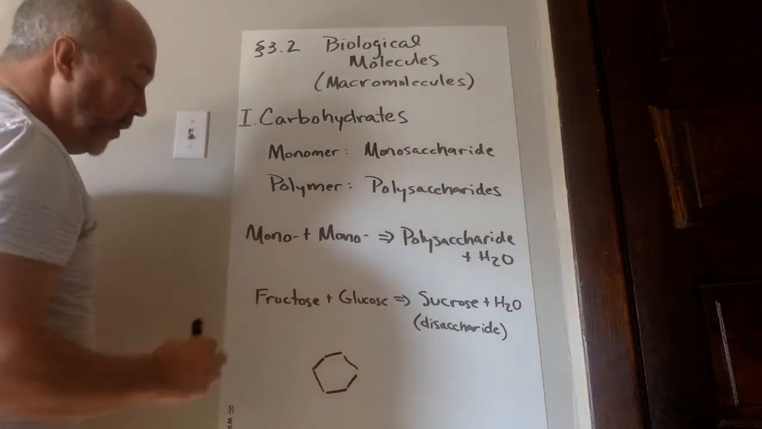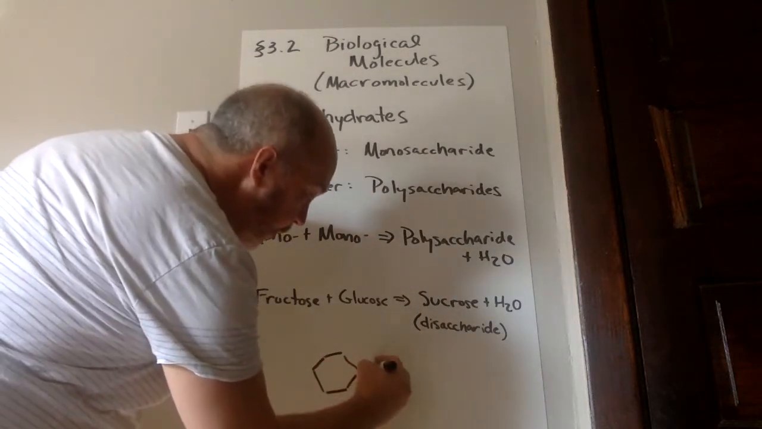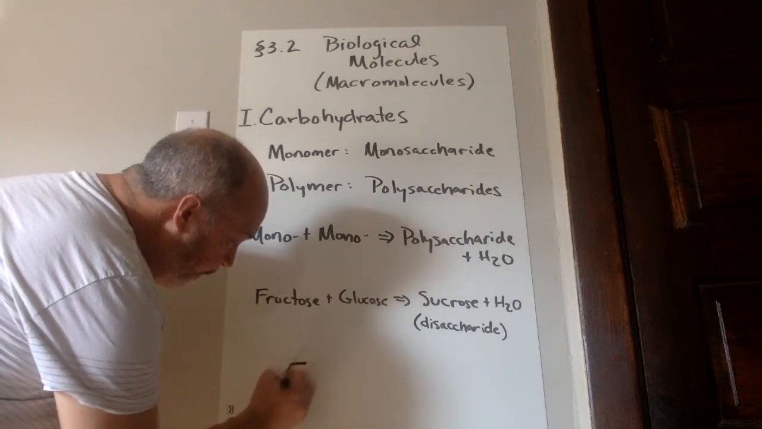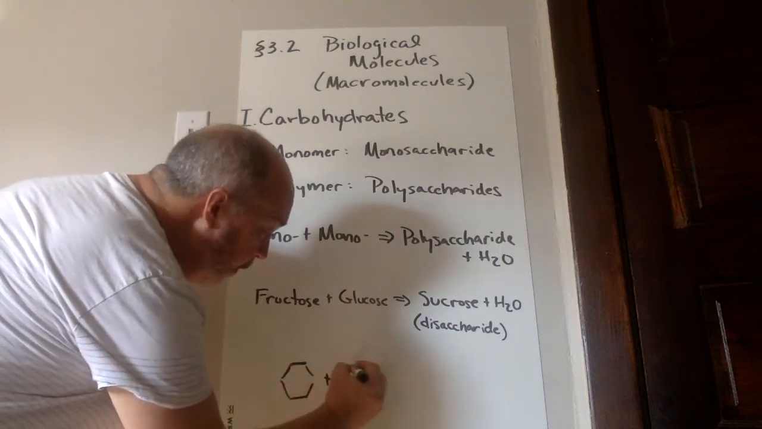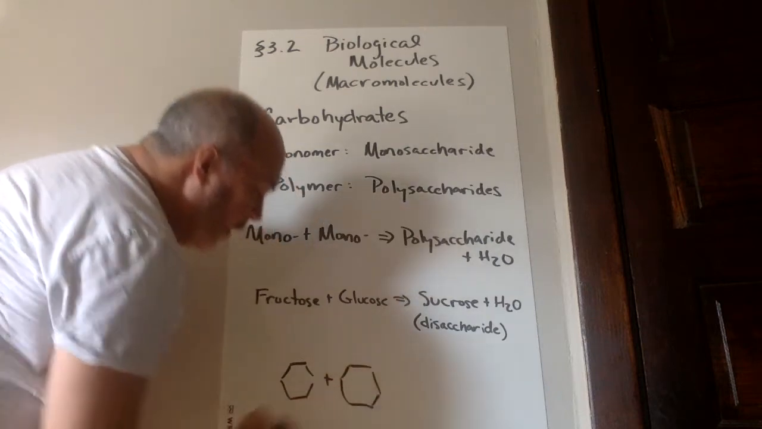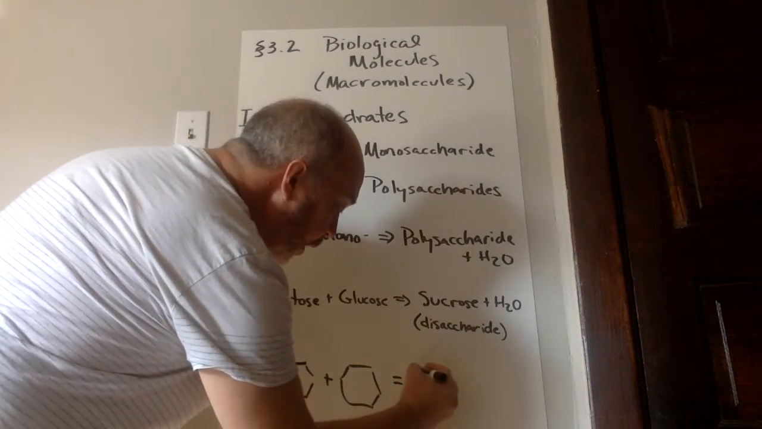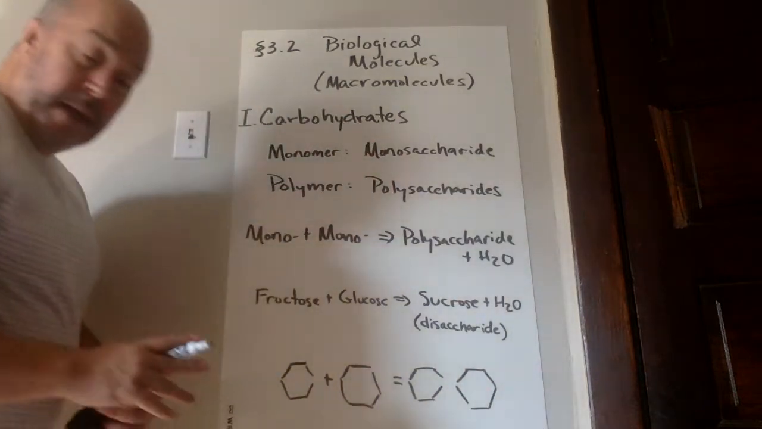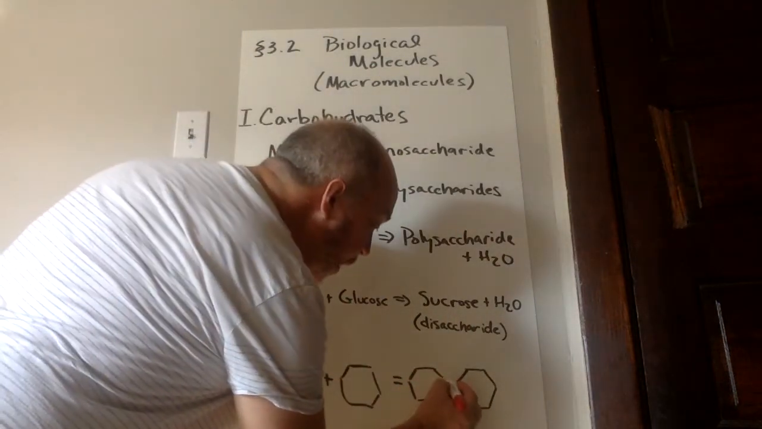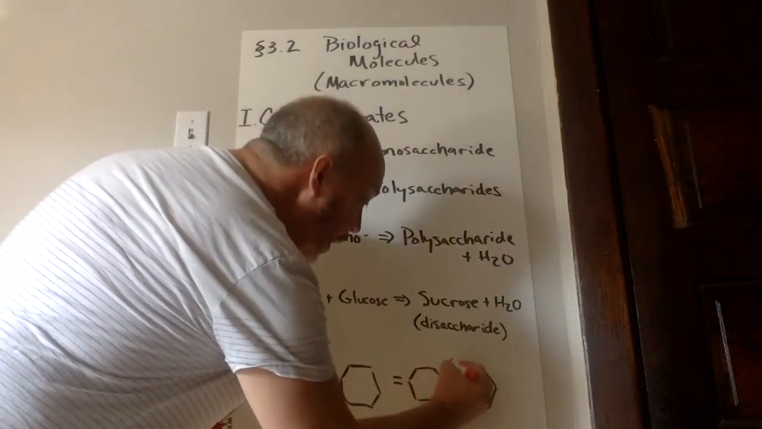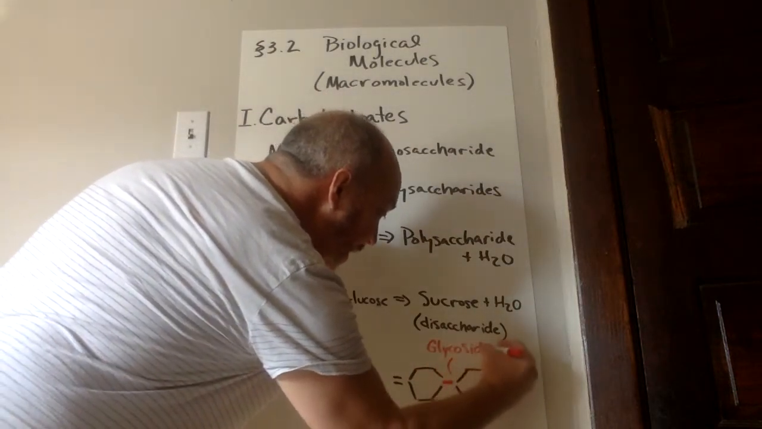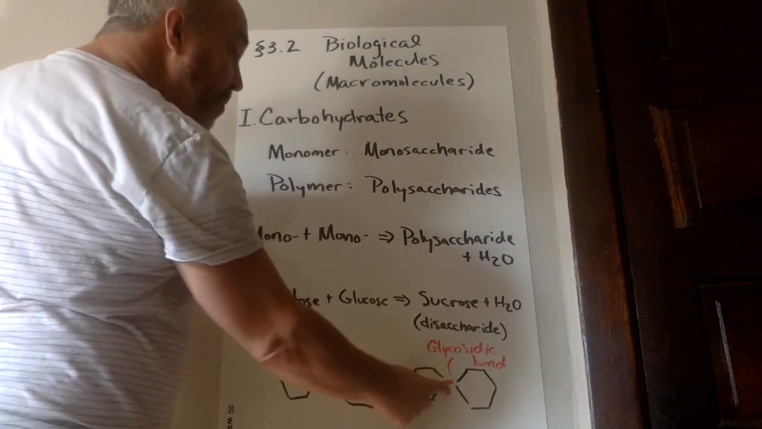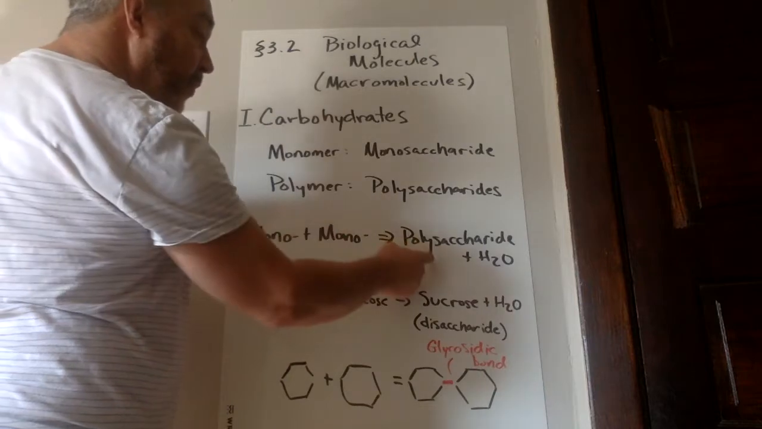So fructose has 6 carbons, so we usually represent it structurally as a hexagon. And glucose also has 6, so we'll represent it the same way. Each bar will represent one of the carbons. And when we put this together to form our disaccharide, they have to be linked by a covalent bond. And every one of our polymers will have a specific name for the covalent bond. This is called a glycosidic bond or linkage. So that is the specific name given to the covalent bond that will join monomers to create polysaccharides.